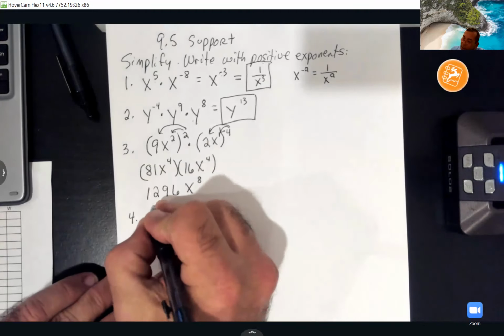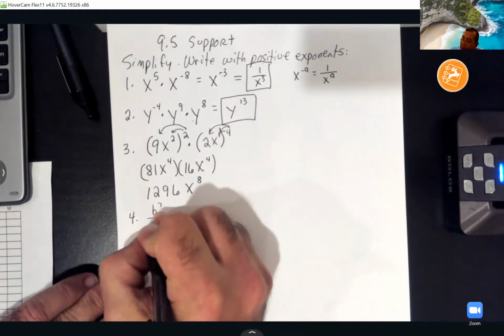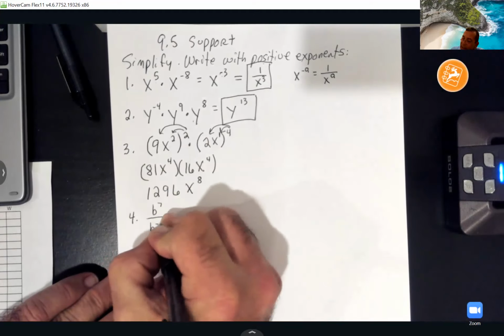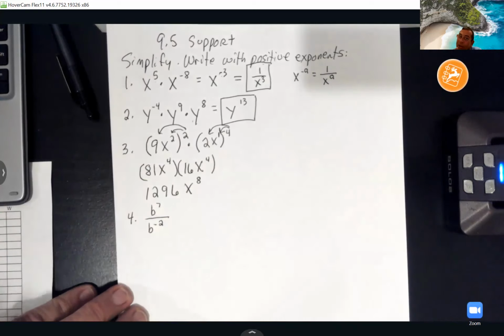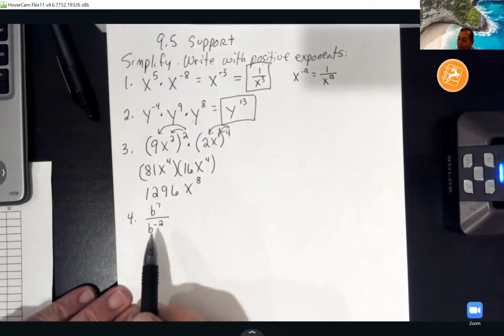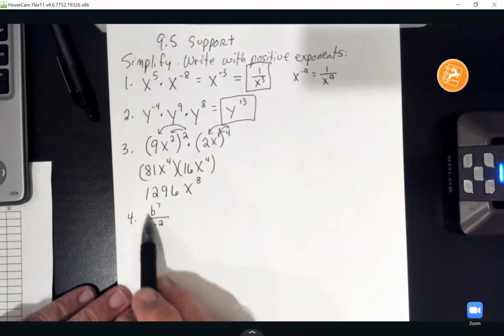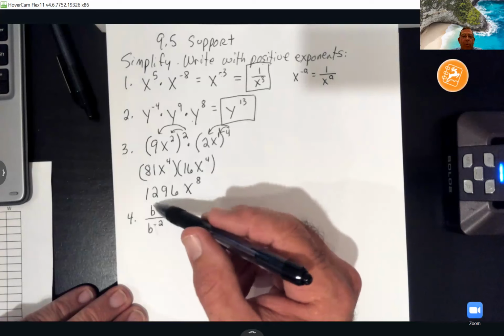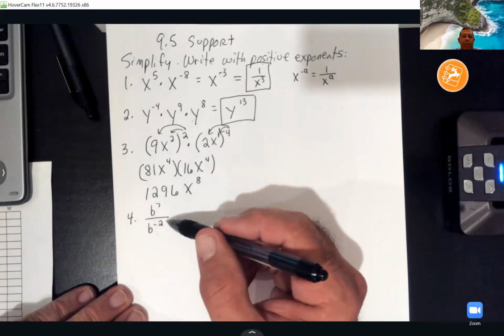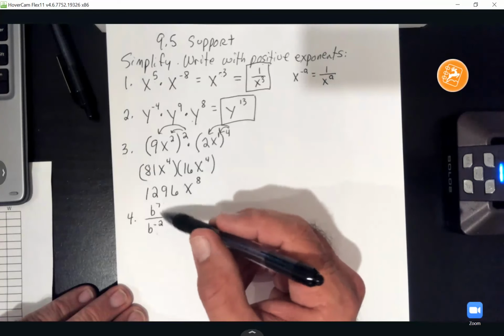All right, let's see what we do here. b to the 7th over b to the -2. Now, there are two ways you can do this one. The first way, this is the quotient rule. So if this is the quotient rule, what would I do with these exponents when I've got a b over a b? Cross them out.